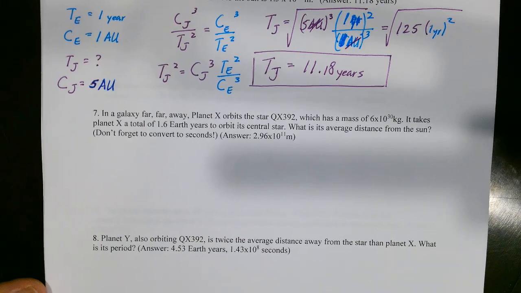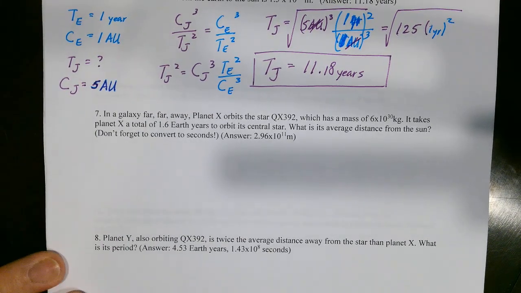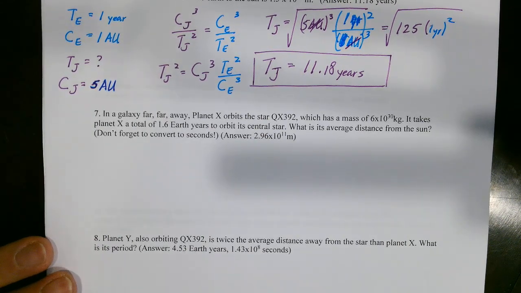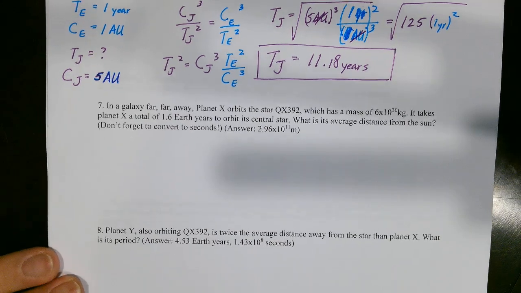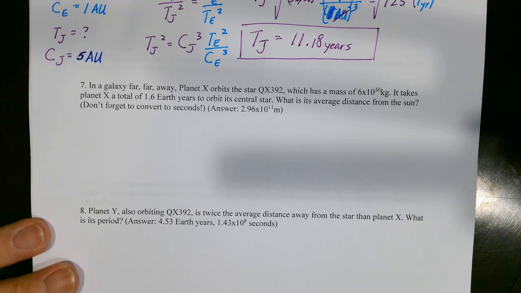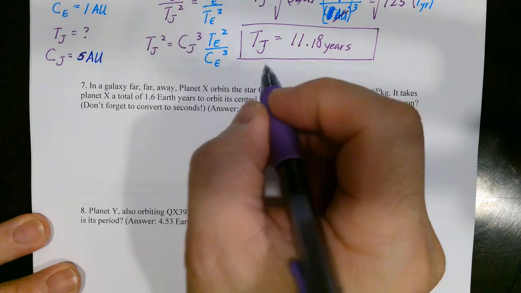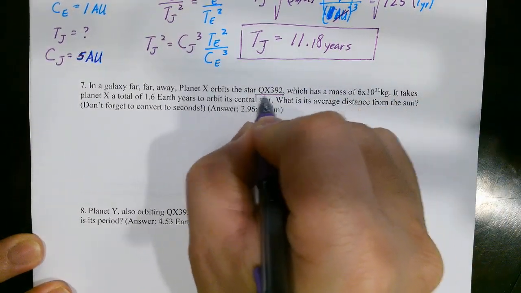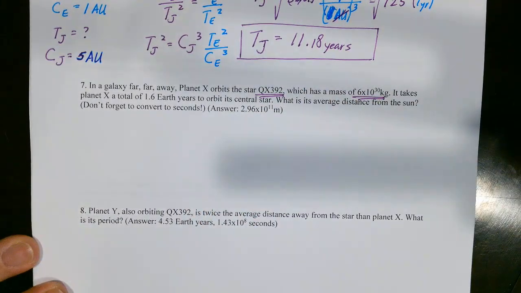Now, number 7, 8, and 9 can be all put together as one problem with subparts. All right. So, number 7 states, in a galaxy far, far away, planet X orbits the star QX392, which has a mass of this many, right? So this is the star, right?